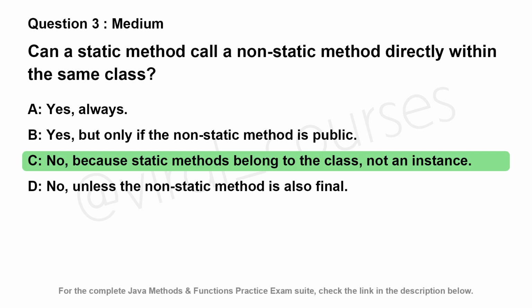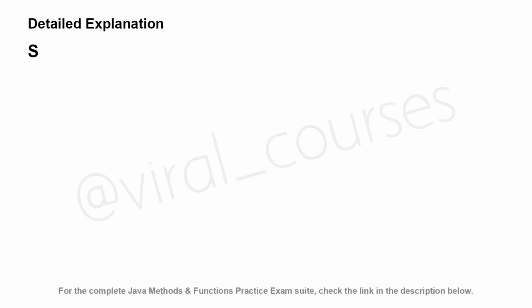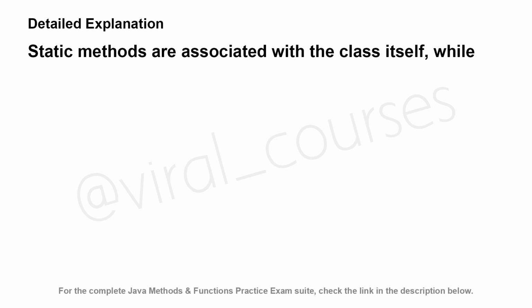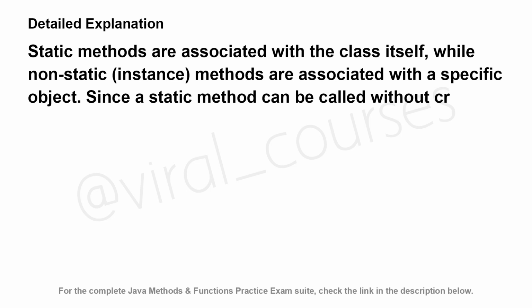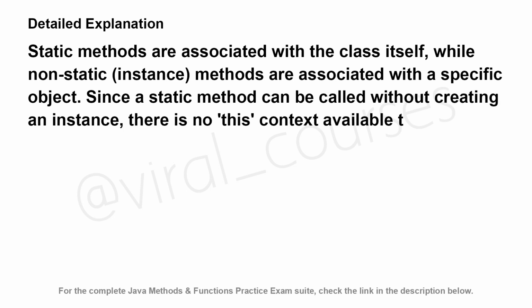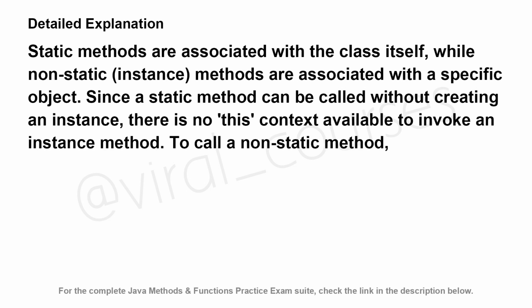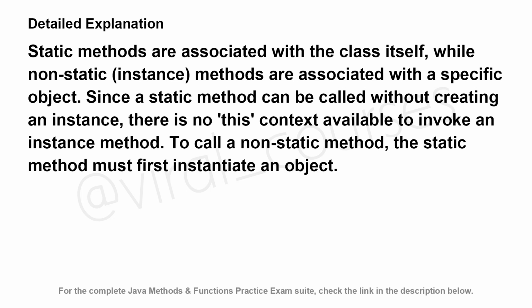The correct answer is C. Static methods are associated with the class itself, while non-static, instance, methods are associated with a specific object. Since a static method can be called without creating an instance, there is no this context available to invoke an instance method. To call a non-static method, the static method must first instantiate an object.